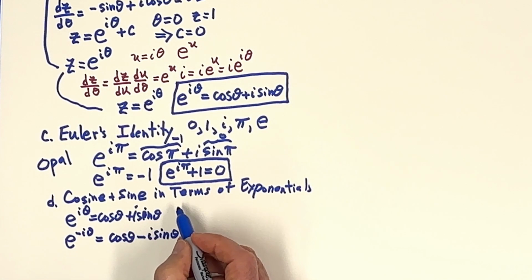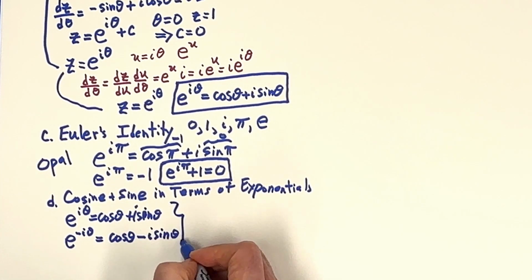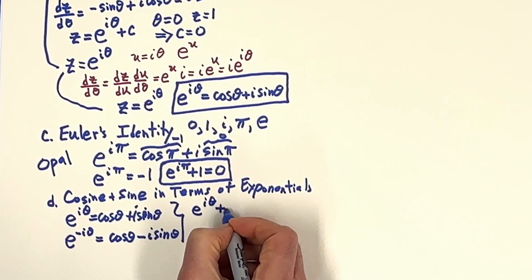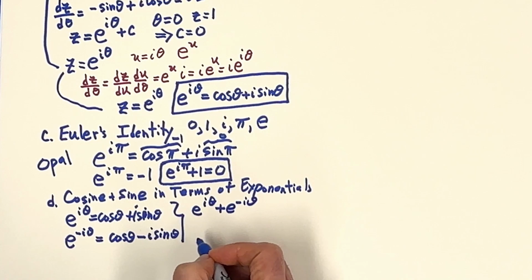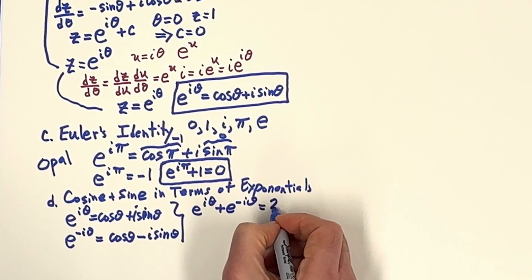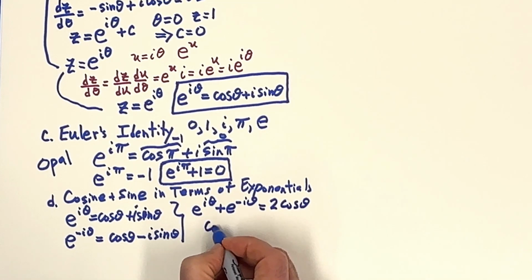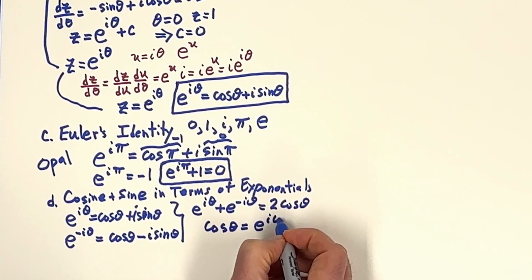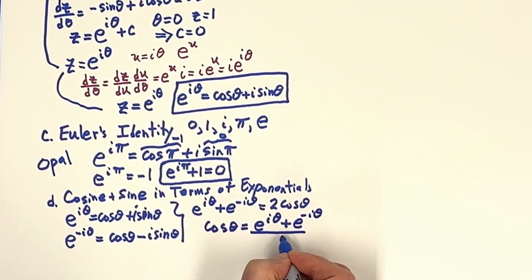So now what we're going to do with these two equations, we're going to add them up. If we add them up, we get e to the i theta plus e to the minus i theta. These cancel, the i sine theta, and that's equal to 2 cosine of theta. So that means that the cosine of theta is equal to e to the i theta plus e to the minus i theta, all divided by 2.